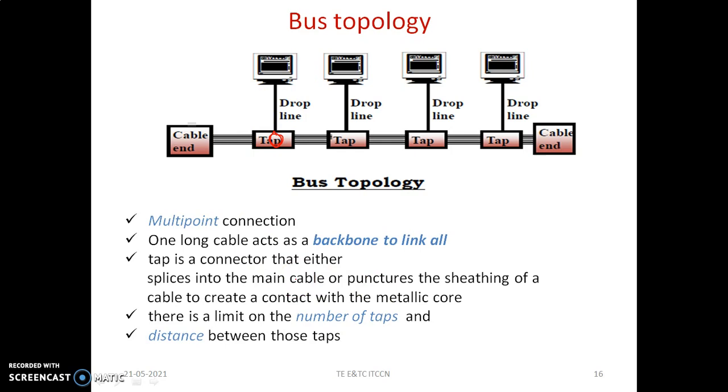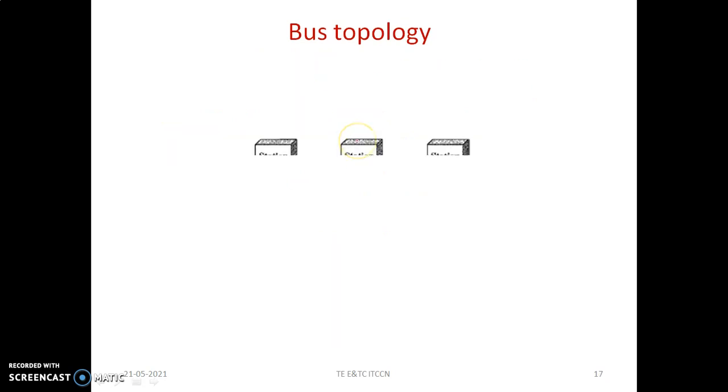So there is a limit on the number of taps. How many taps can there be over the main cable line? It has limitations. And of course, how much distance there will be between two taps also has limitations, because as the signal travels a long distance, the strength of the signal reduces. So we have to maintain the strength of the signal, and that's why there are limitations on how many taps there can be on the main line.